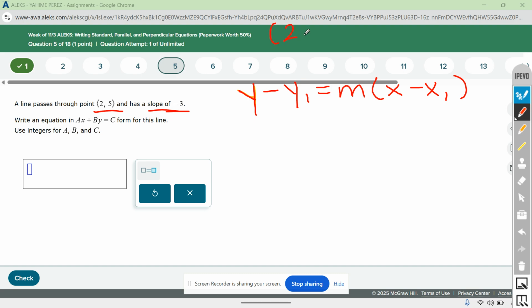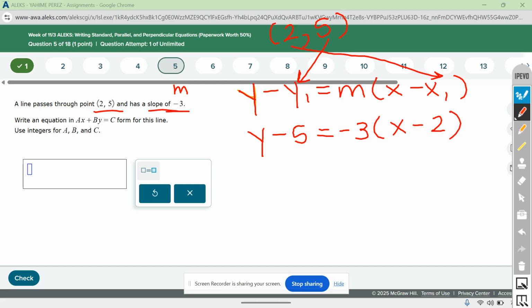So the point, the x of the point is going to go next to the x, and the y of the point is going to go next to the y, and they're going to get opposite signs. And my slope m goes right outside of the parentheses. All right, so this is point slope form.